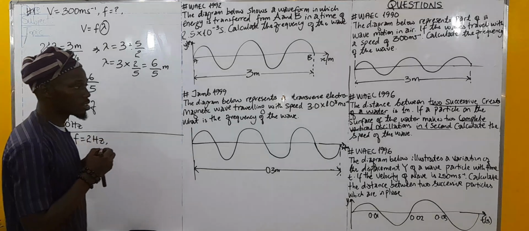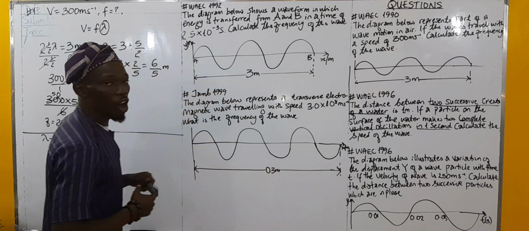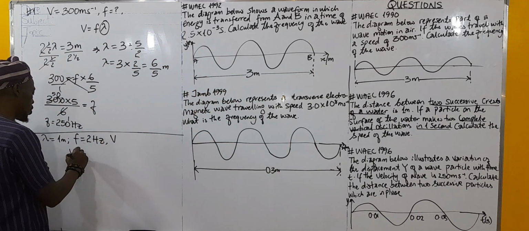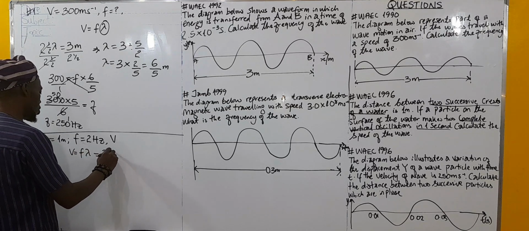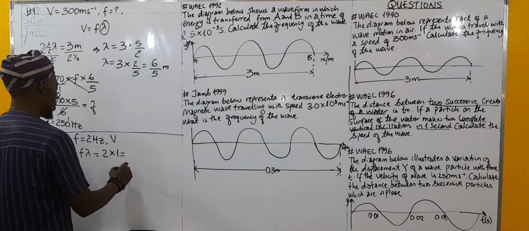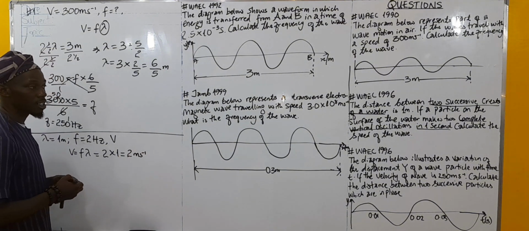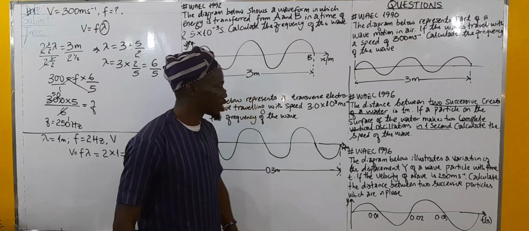Now calculate the speed of the wave. So V equals F lambda, equals 2 times 1, equals 2 meters per second. That's how to solve that question. Now to the next question.